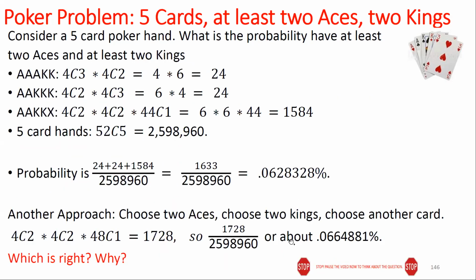All right, so now we want to look at another approach. What if we choose two aces, two kings, and then choose another card? We could write this as 4 choose 2 aces from four, times 4 choose 2 kings, and then there's 48 cards left. Let's just choose one of them. So you get 1,728. So the ratio is about 0.0664. It's a little bit higher.